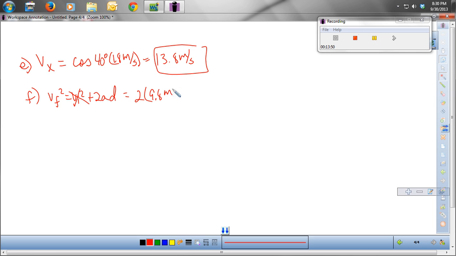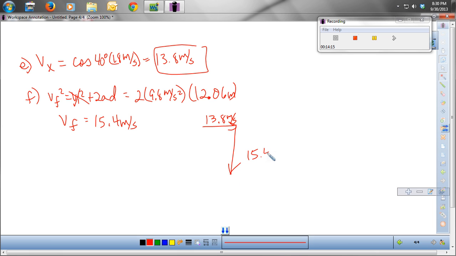And it's going to fall 12.06 meters. So when I did that math, I got VF to be 15.4. And I'm going to run out of time, so I'm going to go quick. Vx is 13.8. VF is 15.4. And they wanted to know this right here. So I did Pythagorean theorem, which I'm not going to show you because I'm afraid I'm going to run out of time. And when I did that, I got 26.68.